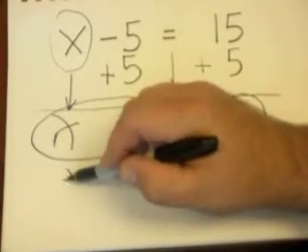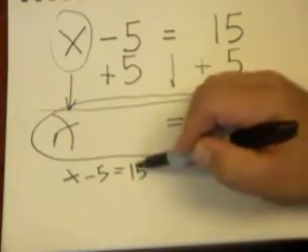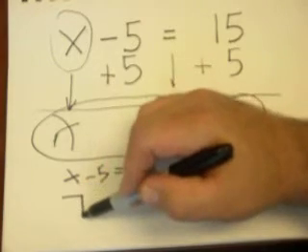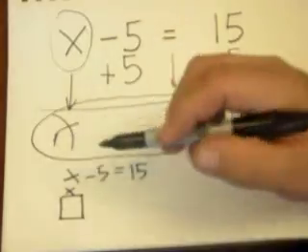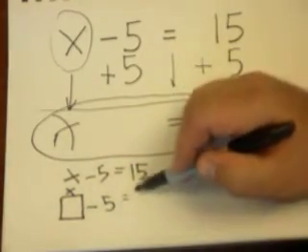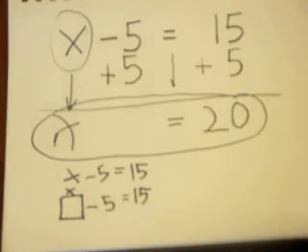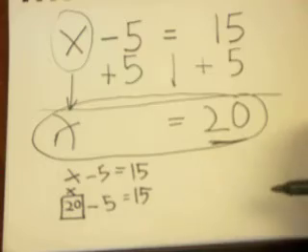So I'm going to rewrite the problem. X minus 5 is equal to 15. And to do the check, I'm going to take the x out and leave an empty box there. I'm going to label it x so I remember what was in there. Minus 5 is equal to 15. I didn't do anything to it other than take the x out and leave an empty box. What do you think I should put into the empty box? That's right, 20. That's the number that appears to be the answer. So I'm going to put 20 in my empty box because that's what I think the x is equal to.